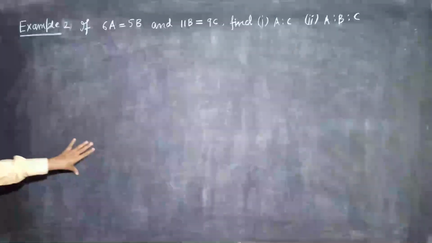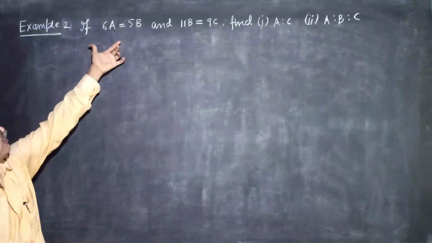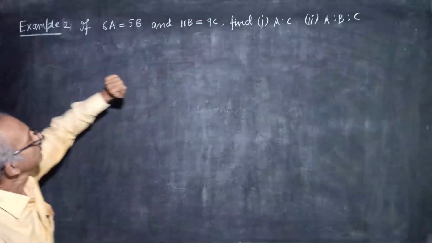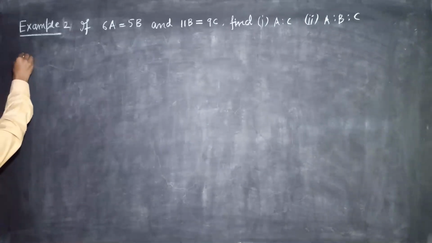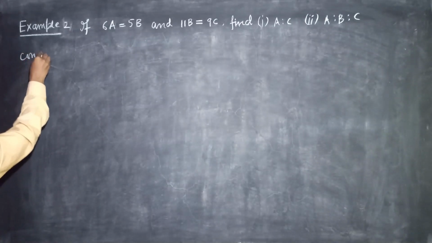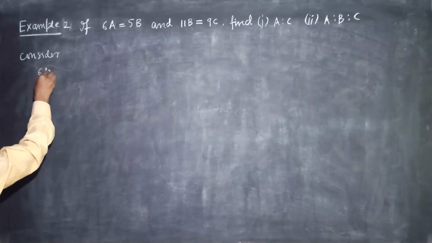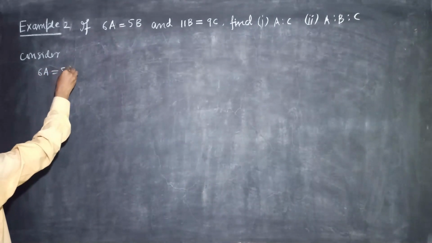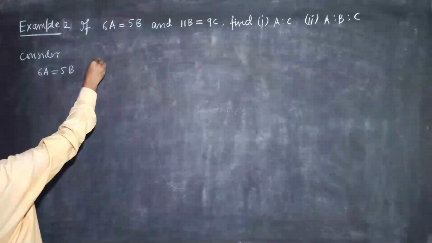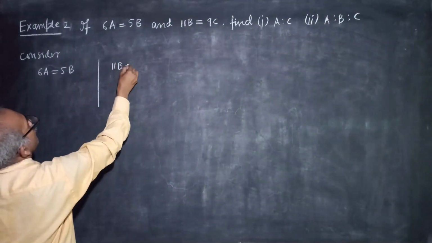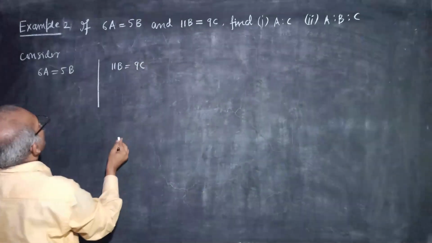Before solving the problem, we shall consider the two ratios. This is one ratio and this is another ratio. Consider 6a is equal to 5b. 11b is equal to 9c.